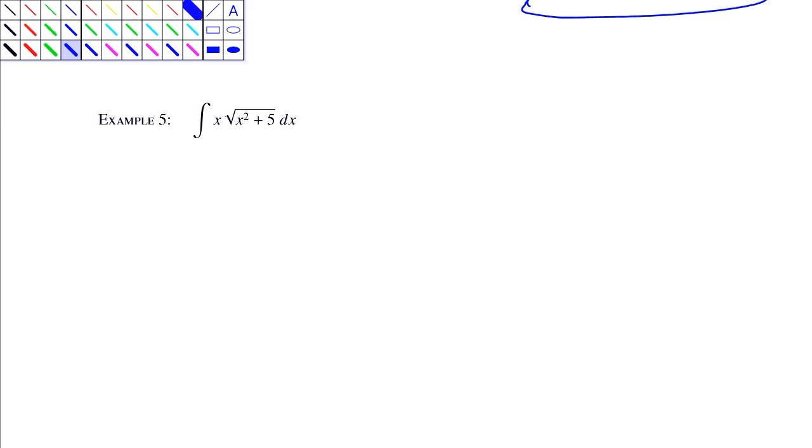The answer is no. But now, what about this? Do you see a function and that function's derivative multiplied by some other constant? In other words, it's basically the derivative. It's just not quite the derivative. What's the first function and then what's that derivative?